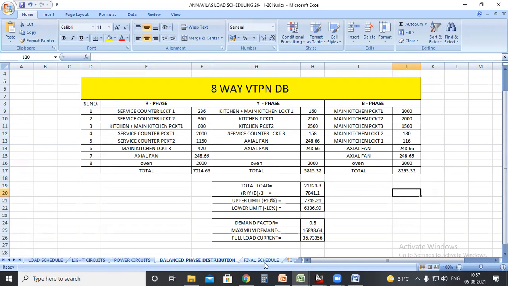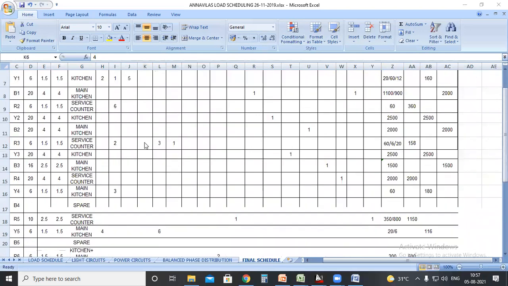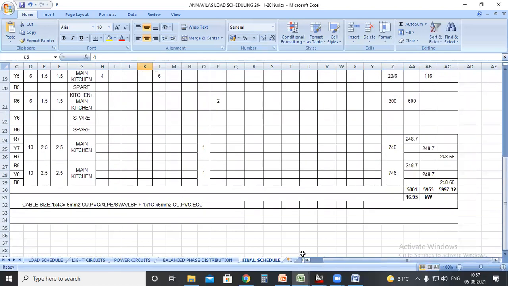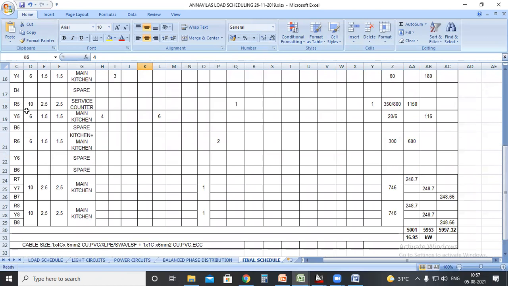And while preparing the final schedule, I need to mention it like this. See here, R5, Y5, B5 are separately taken. You can see R phase, Y phase, B phase are separately taken. If I'm taking a three-phase equipment, R8, Y8, B8 are taken together. Here it is separately mentioned: R5 is having a 10 ampere, Y5 is having a 6 ampere breaker. But if I'm taking R8, Y8 together, I need to understand the load of that equipment and select the circuit breaker.